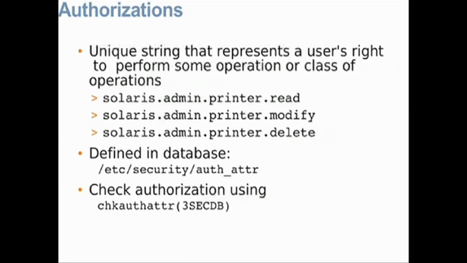They're defined in either local files or they can be held in the name service. And if you're writing C-based applications, you can check them with chkauthattr, but there's also an auths command for people writing shell scripts that want to check authorizations. By and large, authorizations tend to be checked by programs that are running with privilege, but not always.